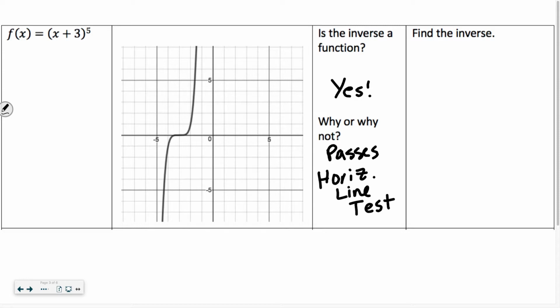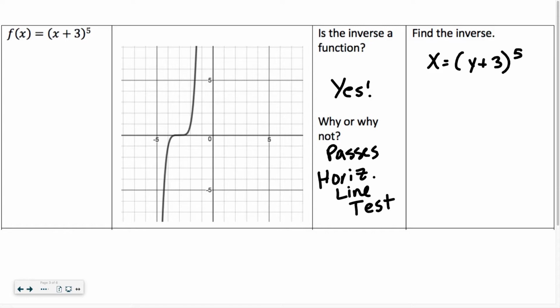Walking around, I see people telling me, yes, it is a function. It passes the horizontal line test. That's all I have to check: does a horizontal line only pass my graph one time? Yeah, it does. And then find the inverse. Nothing new from yesterday. Switch x and y. See if you can solve.